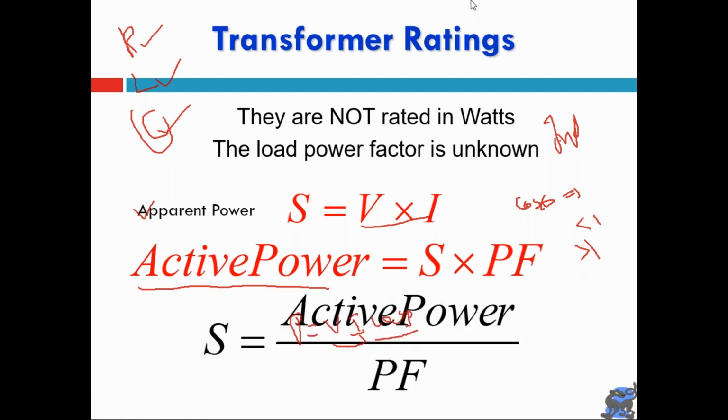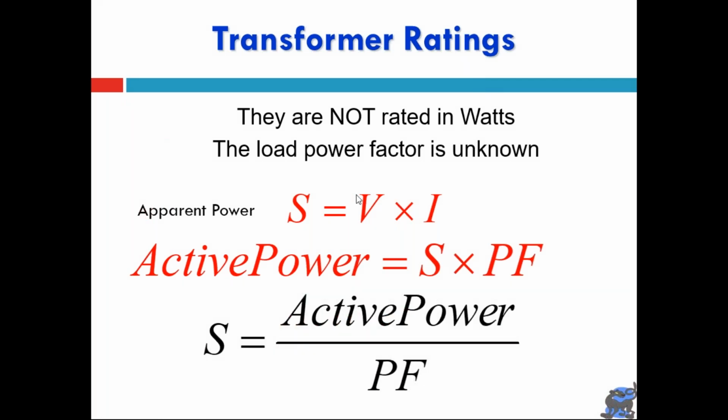Now from this equation, we can calculate the value of S. S is equal to active power divided by power factor, right? You already saw in the OC and SC tests that in the OC test the power factor is 0.2, and in the SC test the power factor is 1. So you know the value of the power factor, and under that condition you can calculate the apparent power. S is equal to active power divided by power factor.